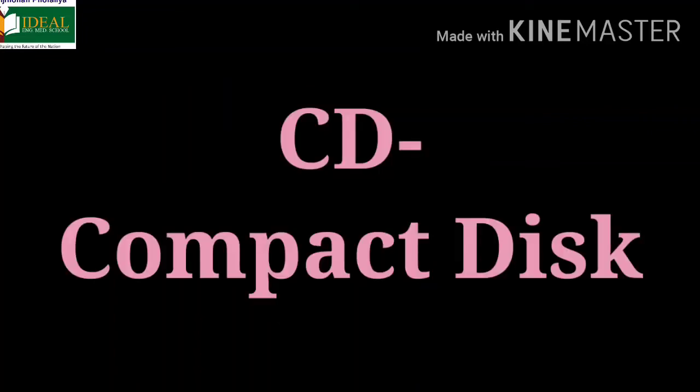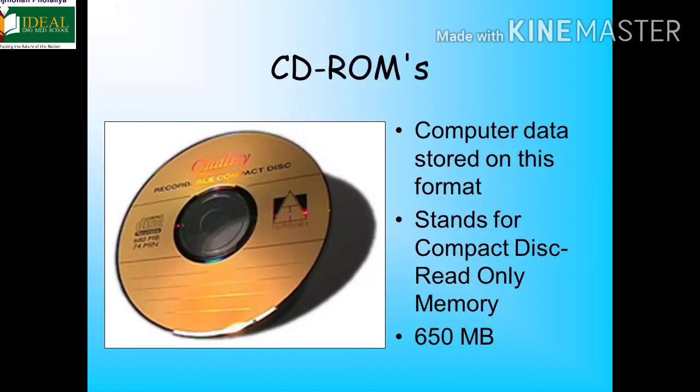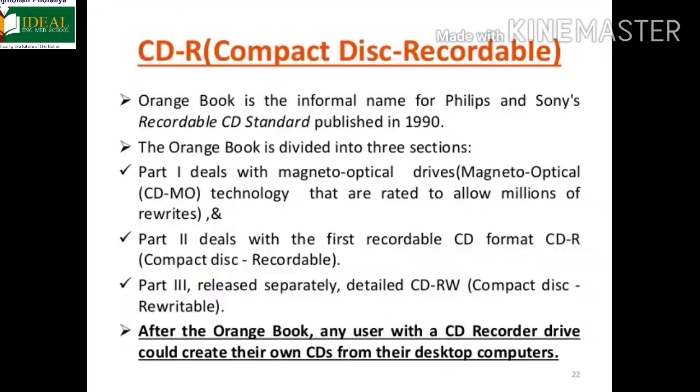Next storage device is CD. CD, compact disc. A CD is used to read or write data. Especially the CD drive installed in the computer is used to read or write data on a CD. CDs are divided into three types: CD-ROM, CD-R, CD-RW. CD-ROM stands for compact disc read only memory. You can only read the data or listen to the content, music, songs, etc. saved on it. You cannot make any changes to the data written on such CDs.